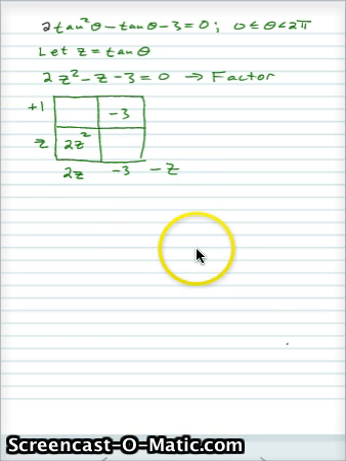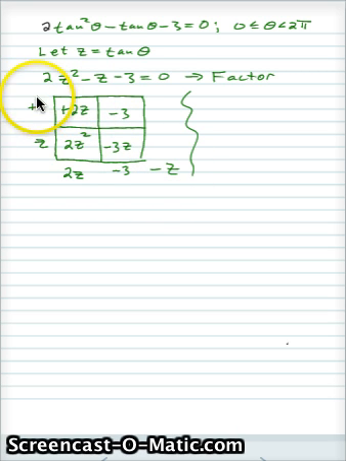Does that work? Well, let's take a look. Negative 3 times z is negative 3z. 2z times 1 is positive 2z. Negative 3z plus 2z is negative z. So I've successfully factored it. z plus 1 is one factor. 2z minus 3 is the other factor. Good idea to review factoring. That's very helpful for these kind of problems and many others.